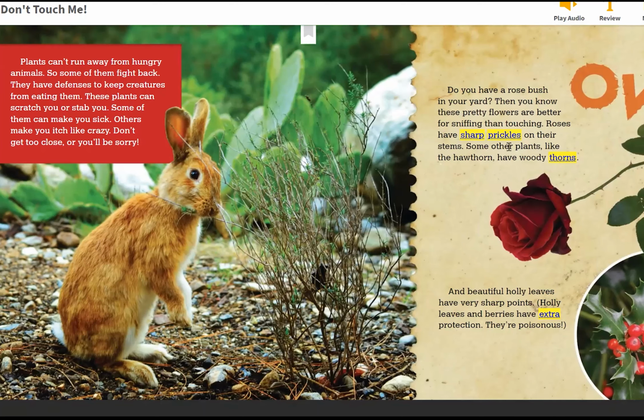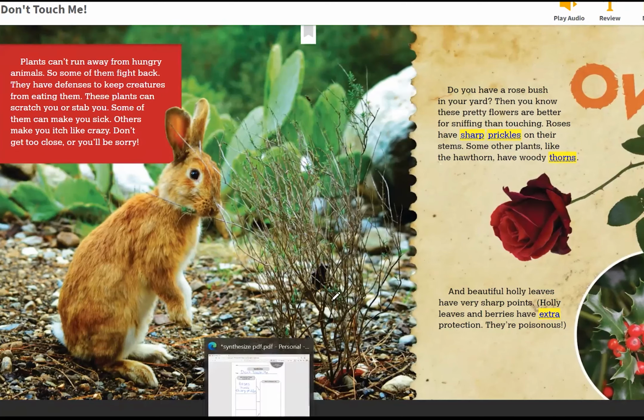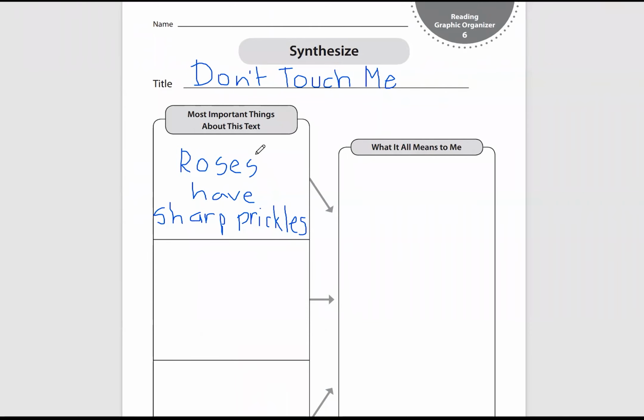So I'm starting to, again, think about these pieces of information that I'm getting. And I think that it's time that we kind of look at our graphic organizer. And I've recorded this. Roses have sharp prickles. We read a little bit more. We read about the holly plant, and you could choose to write that down on the graphic organizer. I've also written the title of our text.